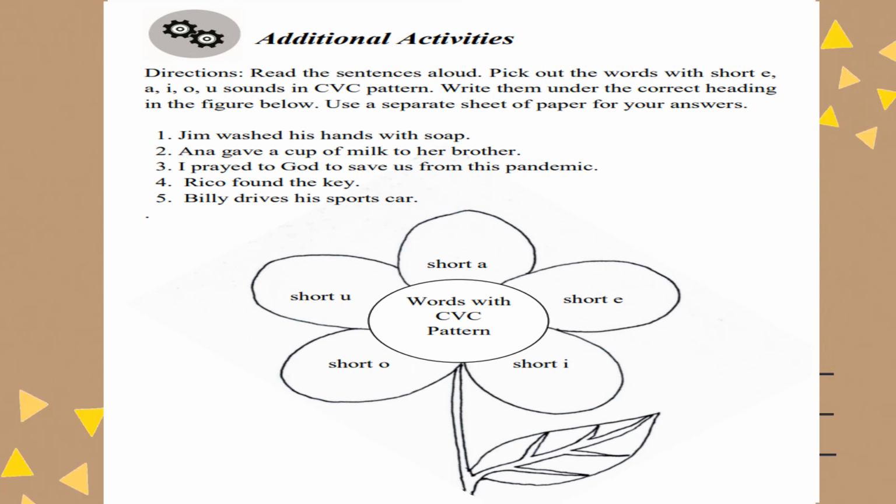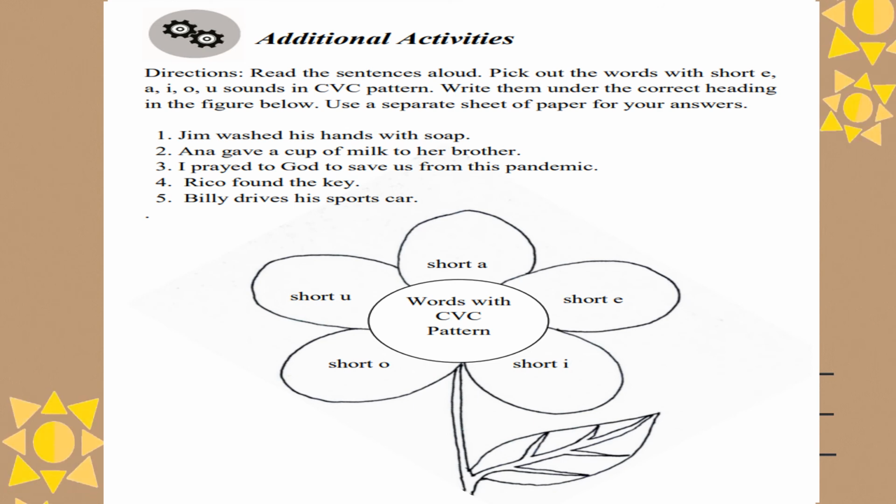For additional activities, read the sentences aloud, pick out the words with short E, short A, short I, short O, and short U sounds in CVC pattern. Write them under the correct heading in the figure below. Use a separate sheet of paper for your answers.